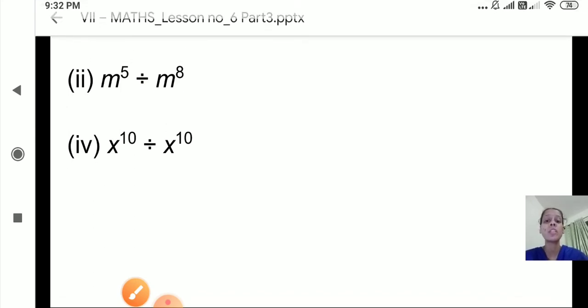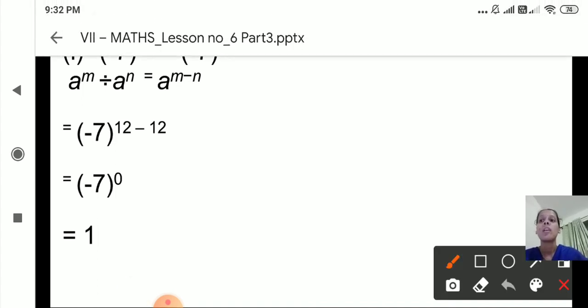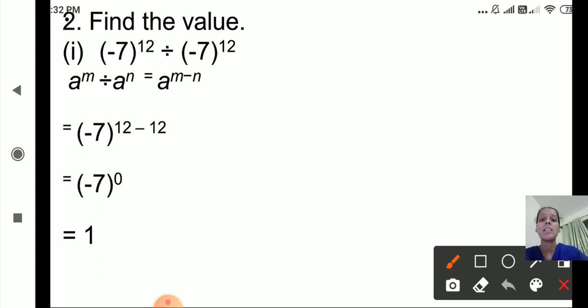Now we'll move to the second question from this practice set, that is question number 2. Find the value. Now in the first one we did simplify, so you will simplify. Now here we have to find out the value also. So how to solve this? Again the same. How you do division, in that way only we will do. Minus 7 raised to 12 divided by minus 7 raised to 12. Yes, base is same. What do we do in division? We'll subtract the index, right? So first we'll write down the formula, a raised to m divided by a raised to n is equal to a raised to m minus n.